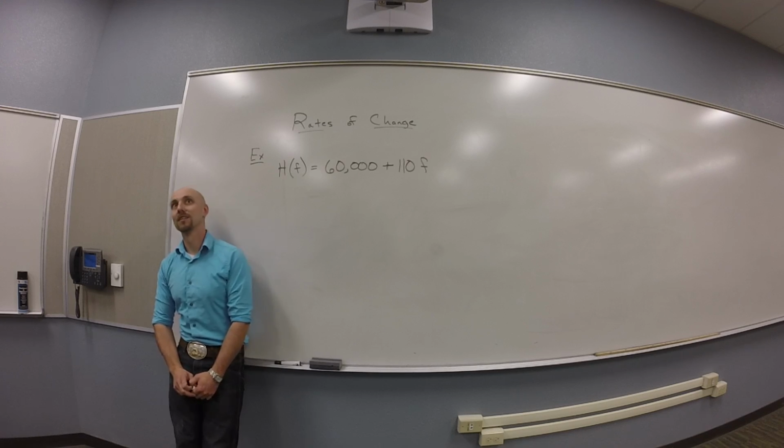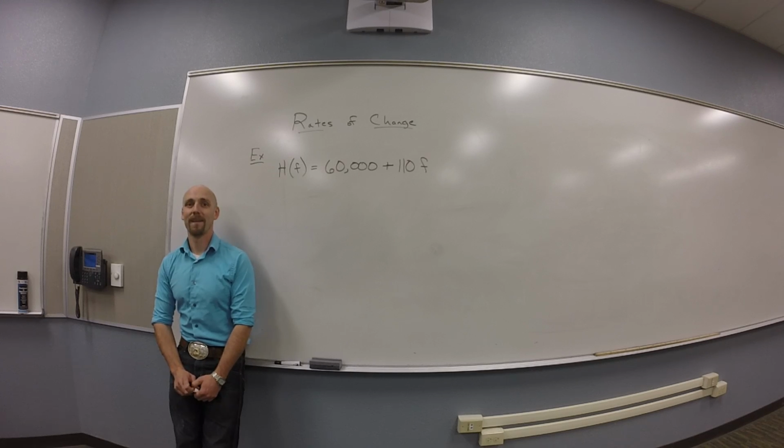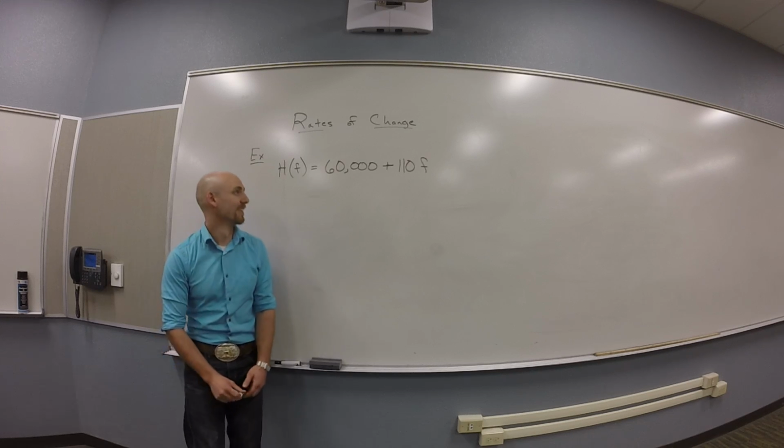Yeah, okay. What kind of function is this? Linear? Yeah, this is a line. You guys see that? What's the y-intercept? 60,000, I think. And what's the slope? 110. Did I screw you up by writing it backwards? Yes. Yeah, maybe a little.